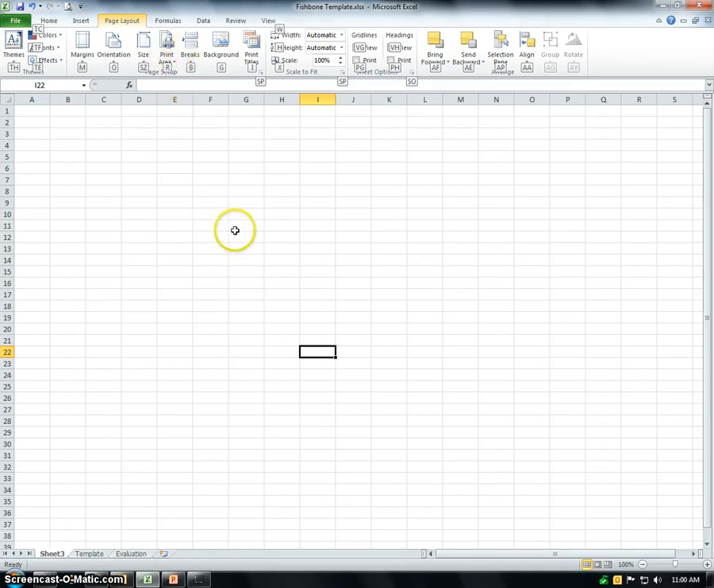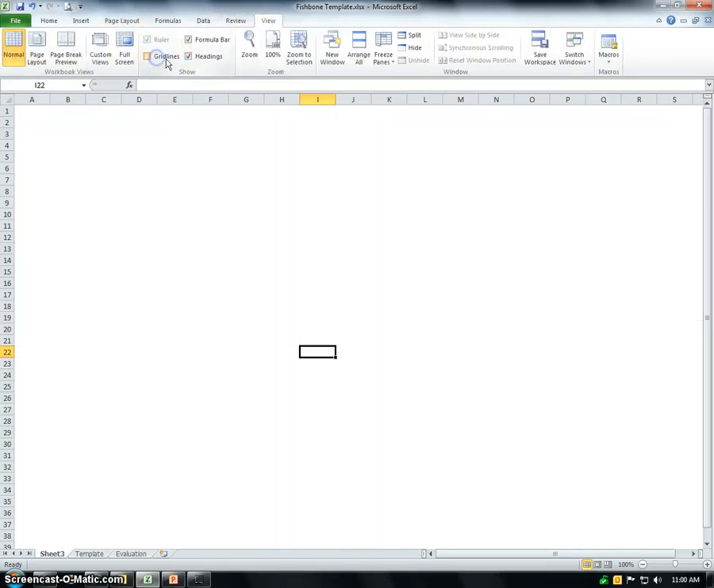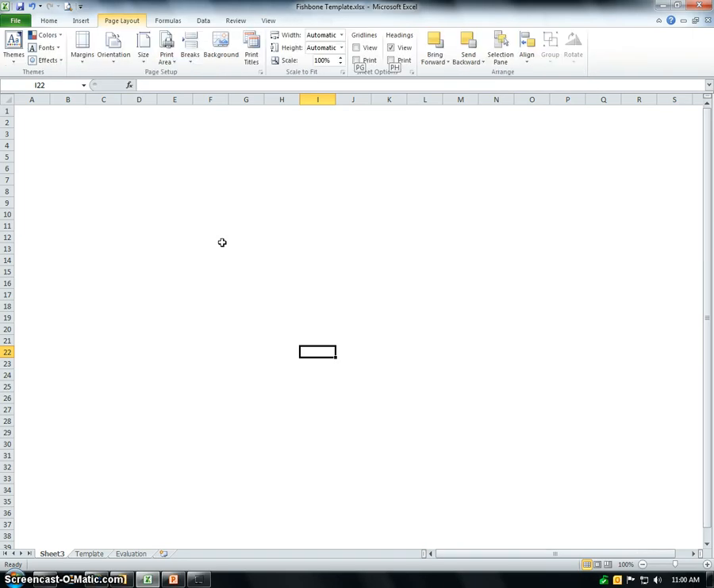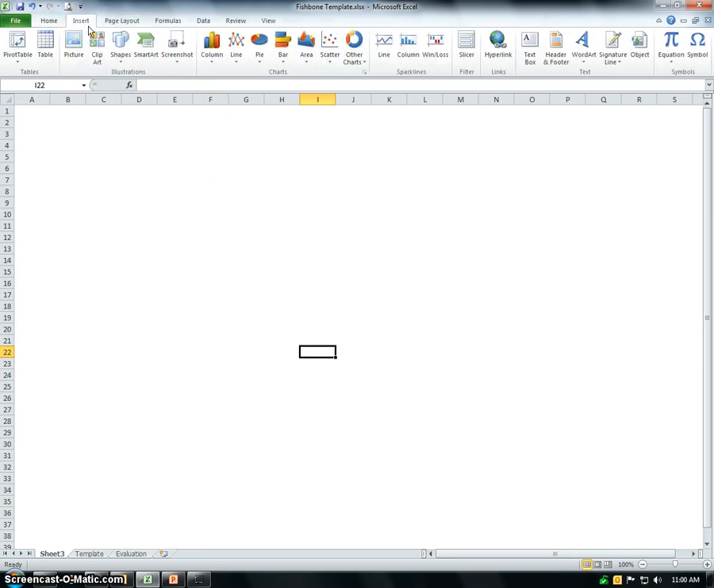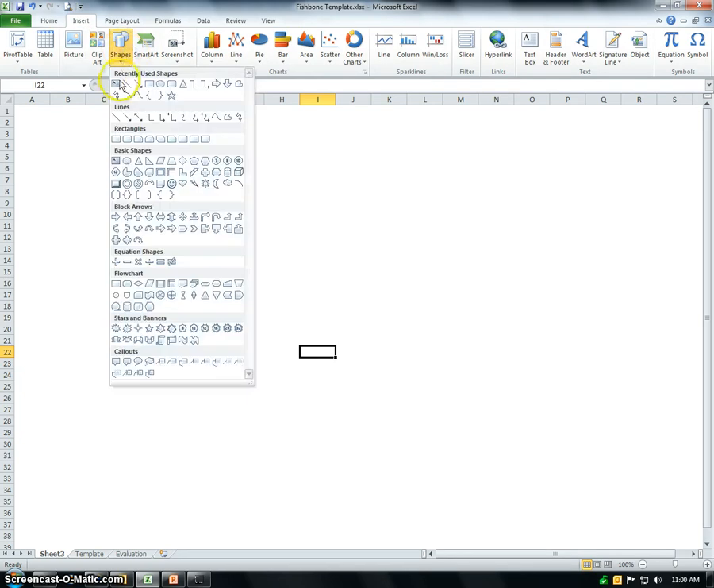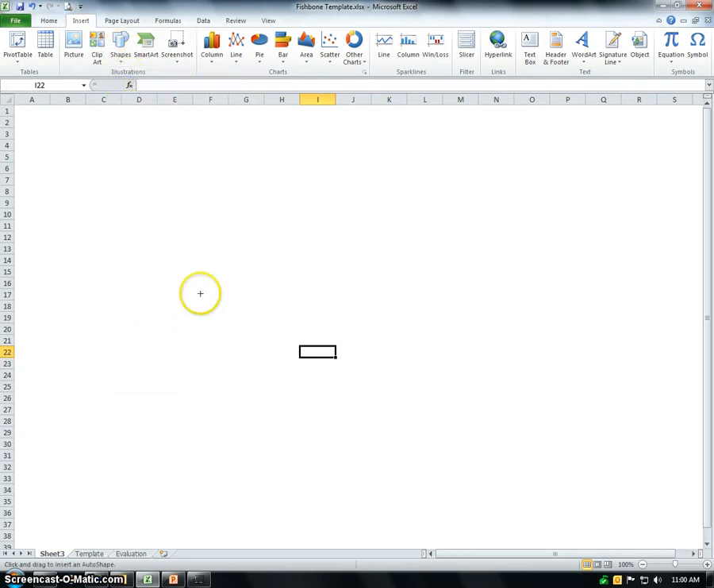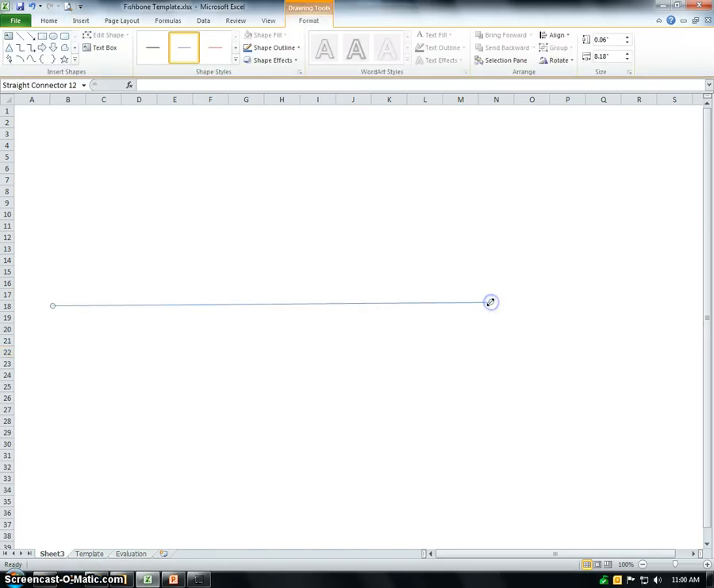So the first thing I want to do with an Excel spreadsheet is blank out all these grid lines that we have. So I'm going to turn the grid lines off. And the next thing I want to do is start drawing the structure to this fishbone. So I'm going to insert a shape. I'm going to just draw a line here. And it looks like the major line.